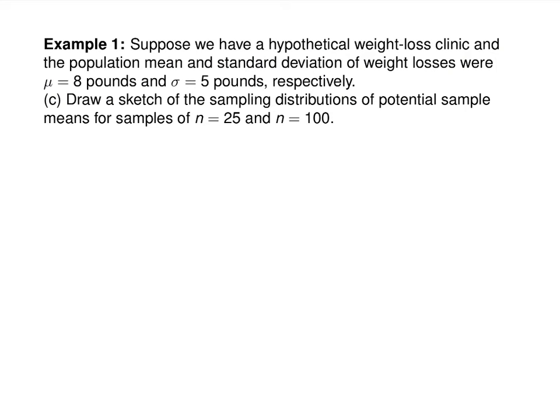Draw a sketch of these sampling distributions of potential means for samples of 25 and 100. So these are bell-shaped curves, and as their probability distribution functions, the area underneath these curves is 1. So this is not an extremely precise picture, but here's the basic idea. Well, first we'll do the one for part A, then we'll do part B. So in both cases, the mean is mu, which is 8.